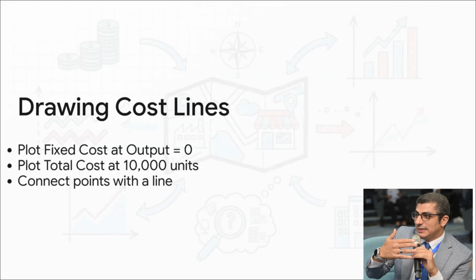With those calculations done, we essentially have a strict rulebook for drawing our graph. First, plot the fixed cost on the left side axis, the y-axis, at an output of 0. Second, go over to the 10,000 mark on the bottom x-axis and plot the total cost we literally just calculated. Third, grab a ruler and connect those two dots with a straight line. You just repeat this process for all 4 locations.